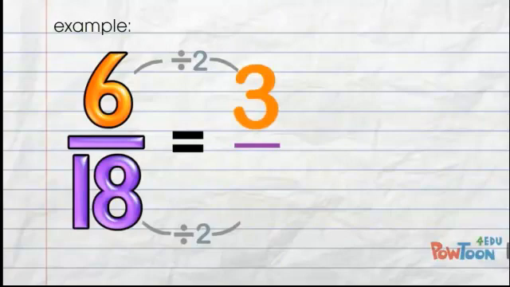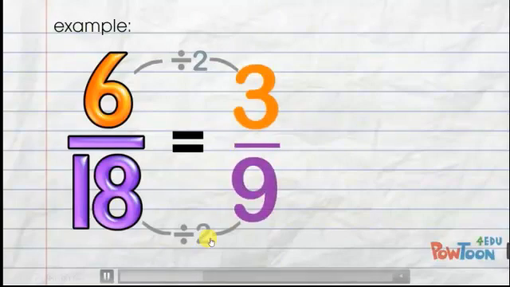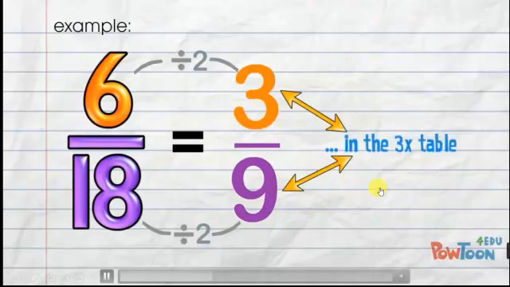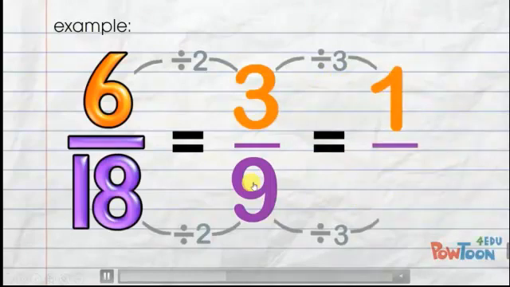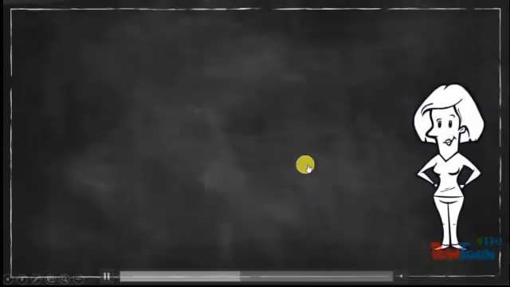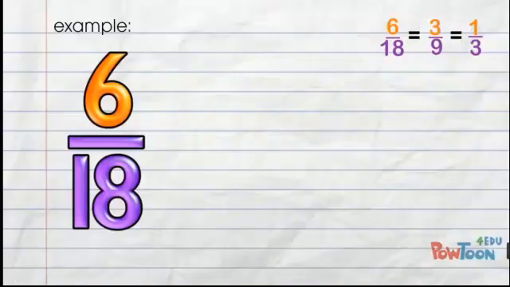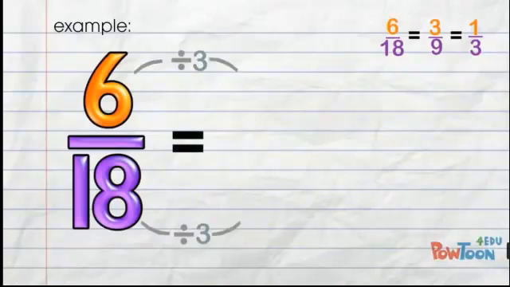6 divided by 2 is 3, and 18 divided by 2 is 9. So we got 3 and 9. But 3 and 9 are in table 3, so we can divide them again by 3. 3 divided by 3 is 1, and 9 divided by 3 is 3. No more division, so this is the simplest form. Okay, can we divide by another number? Yes, we can. We can divide by 3 because 6 and 18 are also in table 3.